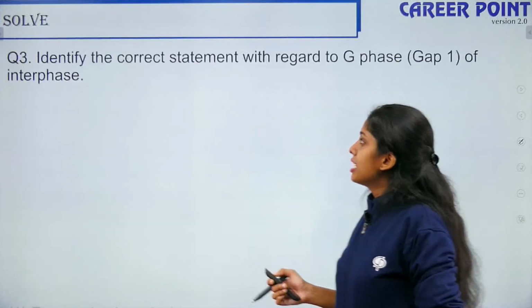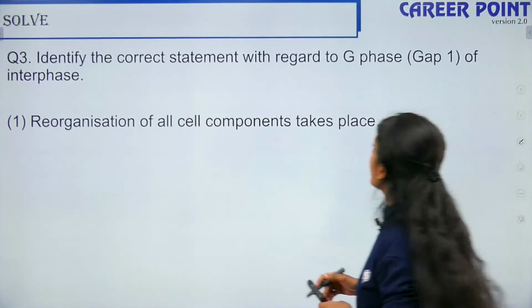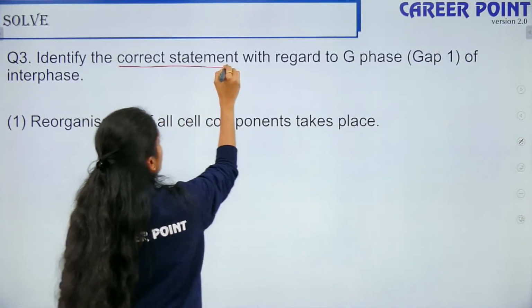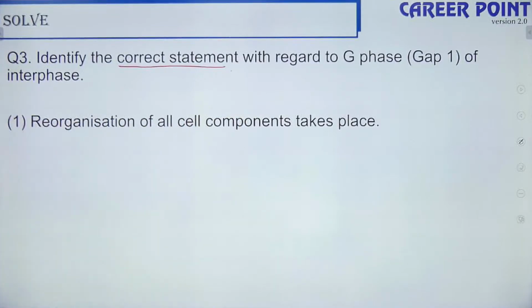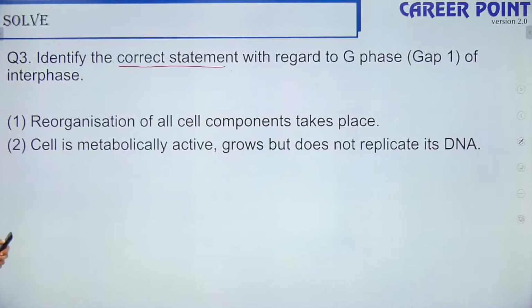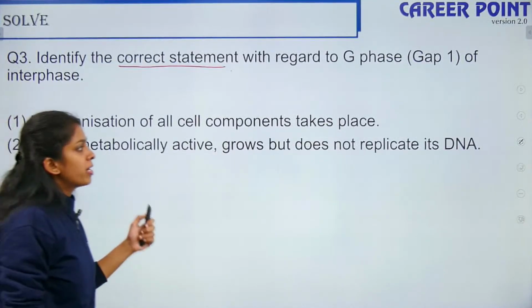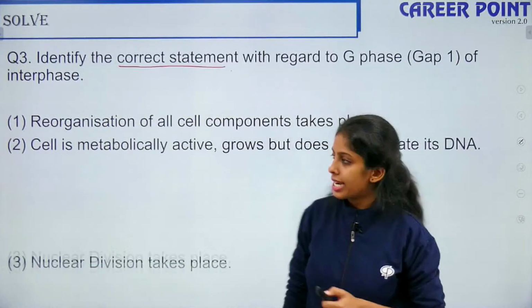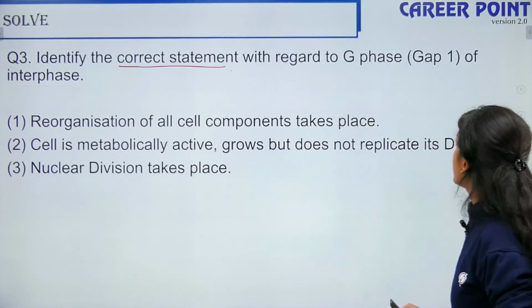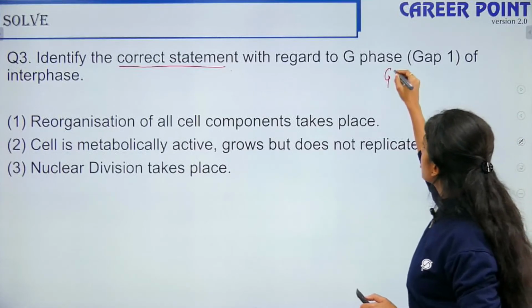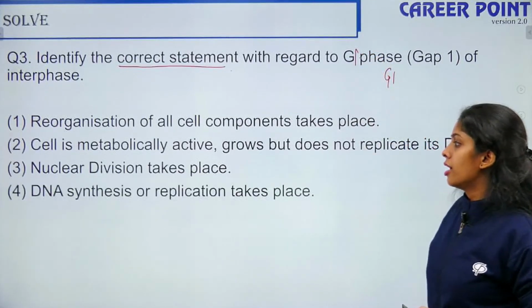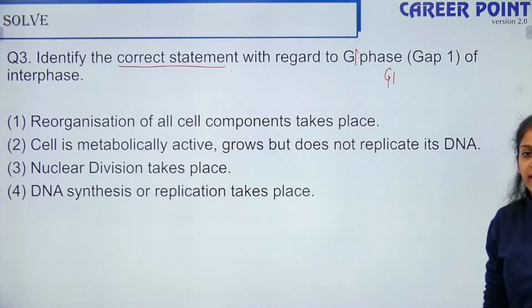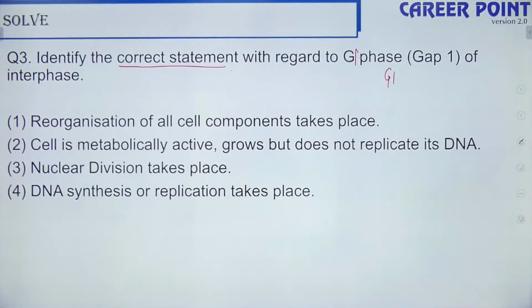Okay, so question number 3, identify the correct statement with regard to the G1 phase of the interphase. So reorganization of the cell components takes place. Cell is metabolically active, grows but does not replicate its DNA. So nuclear division takes place. So I am just talking about the G1 phase. So DNA synthesis or replication takes place. Yes. So this is a question from your cell cycle.